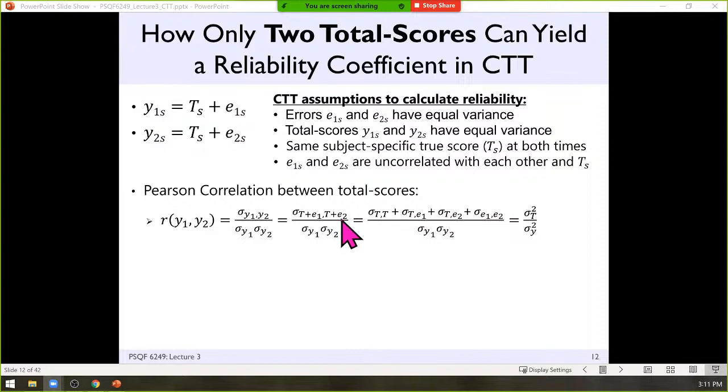And do you remember FOILing? Remember that from like 8th grade algebra? FOIL? What is it? First, outer, inner, last? Yes, thank you, Kayla. Like, I know what FOIL stands for.